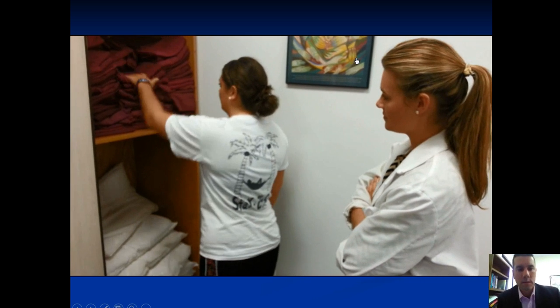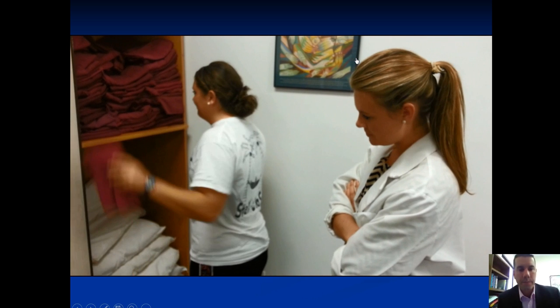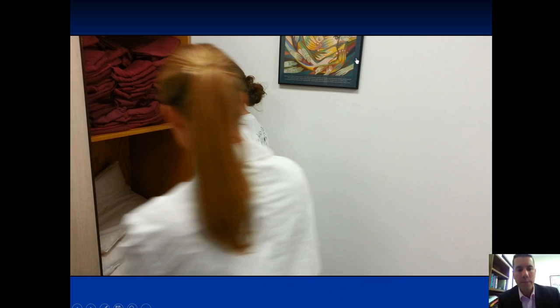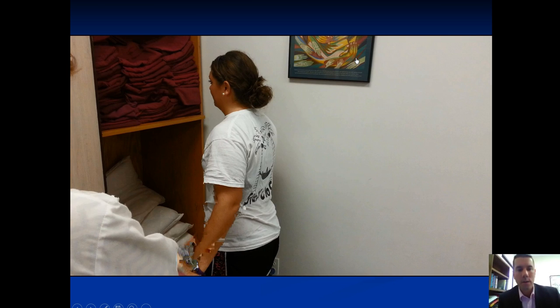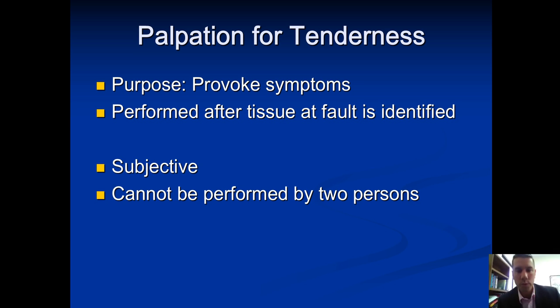So here's just an example. We observe the patient lifting up objects, putting them on a shelf, right? Looking for compensations, watching the way they perform the movement, and analyzing it. Palpation for tenderness is basically palpating a tissue, pressing on a tissue to see if it hurts. So we'll do it towards the end because we already kind of have an idea.